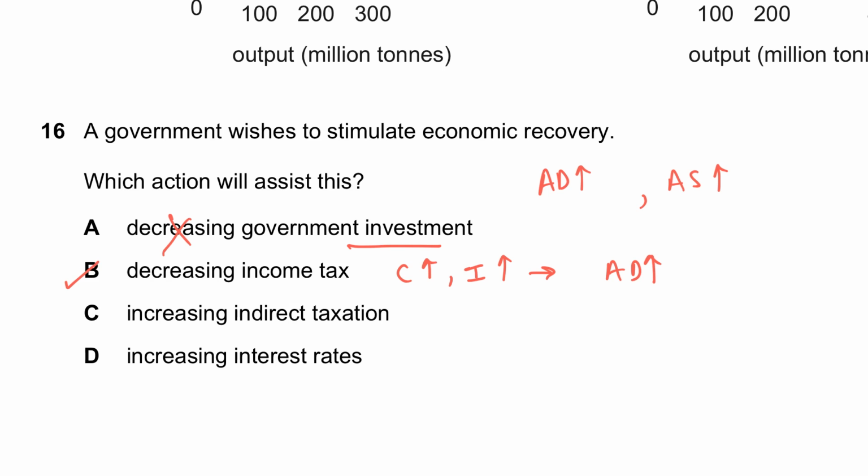But let's also see why C and D are wrong. Increasing interest rate will actually be wrong because that may result in the cost of borrowing rising. It becomes expensive to borrow. Investment may fall, so aggregate demand would fall. Similarly, increasing indirect taxation may not be a good policy because that would mean you make it costly for people to buy goods. So the best answer for us is B, where decreasing income tax may cause your aggregate demand to rise and basically result in economic recovery.